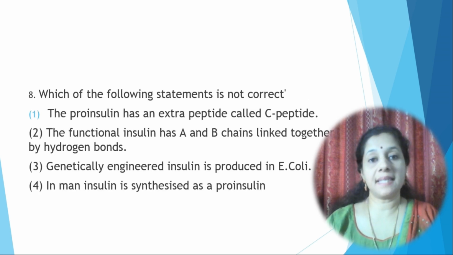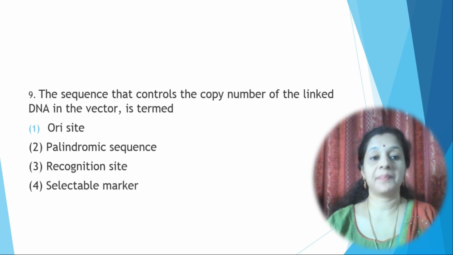Which of the following statements is not correct? So if you look at that, second option, the functional insulin has A and B chains linked together by hydrogen bonds is wrong. Here they are linked together by disulfide bonds. So option 2 is the wrong answer. So it is the correct option here.